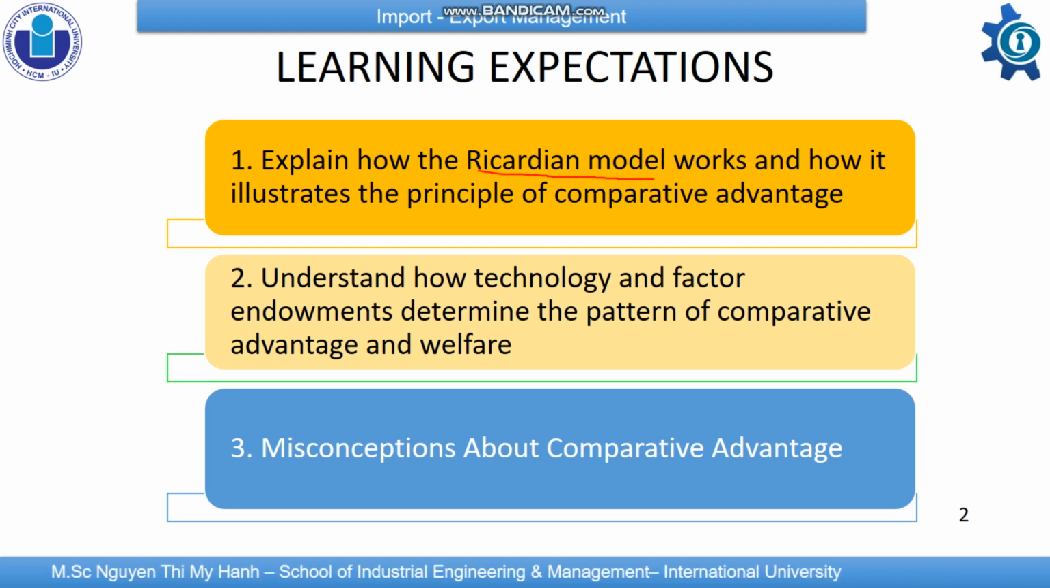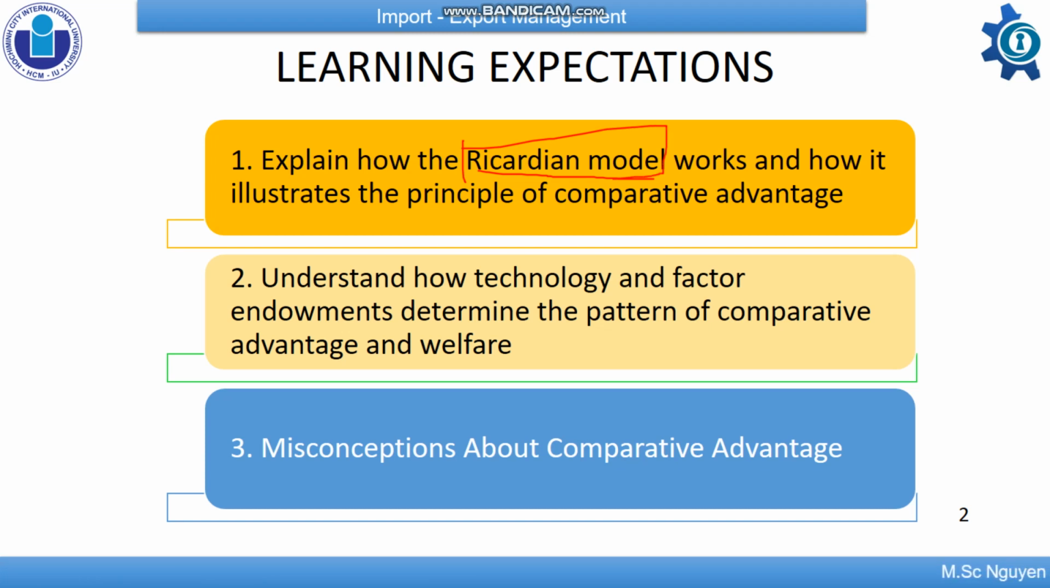So in this lesson, we will develop a model of international trade, and this international trade model was originally proposed by a British economist named David Ricardo. He was the first person who introduced the concept of comparative advantage in the early 19th century. That's why it's called the Ricardian model.